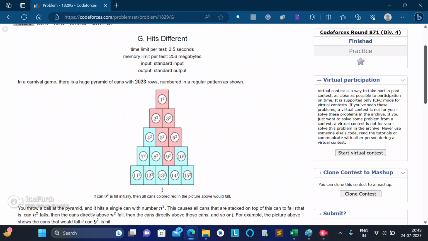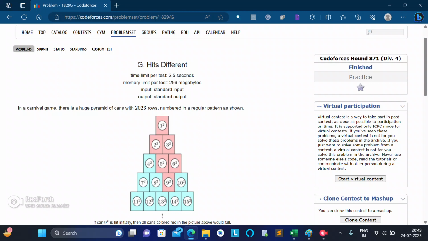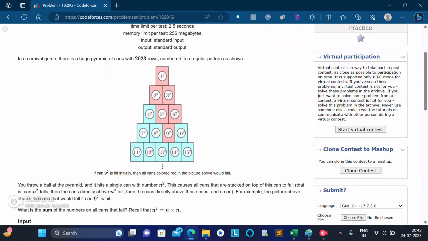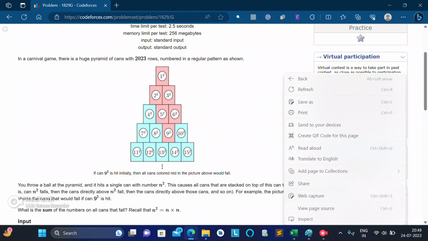Hello everyone, today in this video I am going to discuss the question "This Question Hits Different", which was asked in Codeforces Round 871 Div. 4. In this question we are given a pyramid type structure in which there are 2023 rows. The first row contains one can, the second row contains two cans, the third row contains three cans and so on.